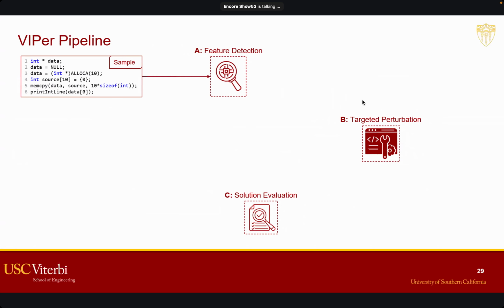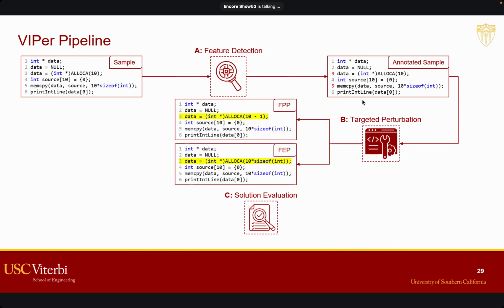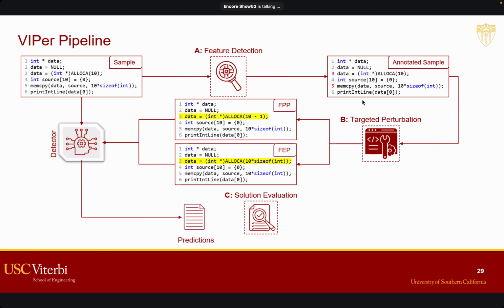The feature detection component will look for vulnerability features in the sample, and if it finds any of them, then it will annotate the sample to denote that. And then the annotated sample gets fed into the targeted perturbation component, which generates 2 types of perturbations. We'll talk more about what these 2 types of perturbations are very soon. And then these perturbations and the sample get fed to a deep learning-based detector, which gives us its predictions, and then we calculate the impact of the vulnerability features and spurious features.